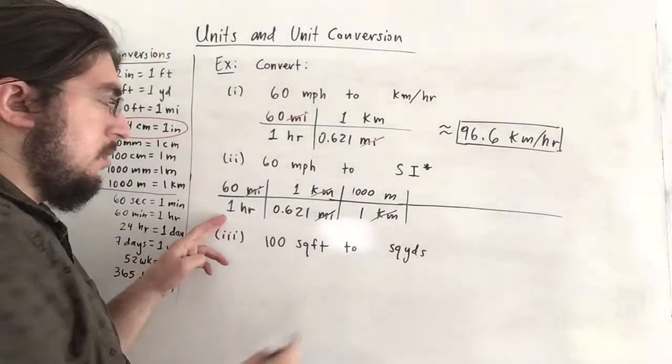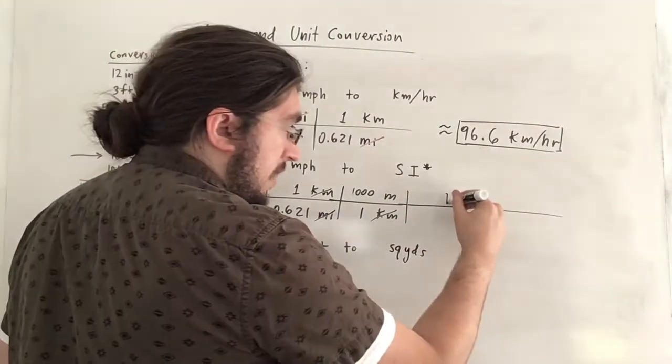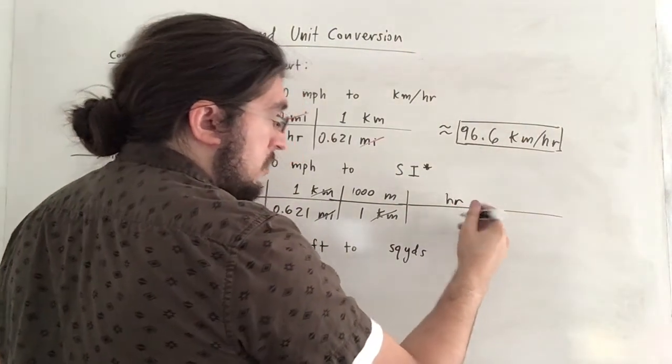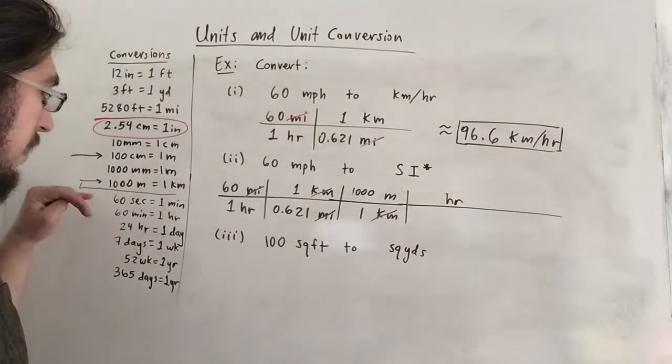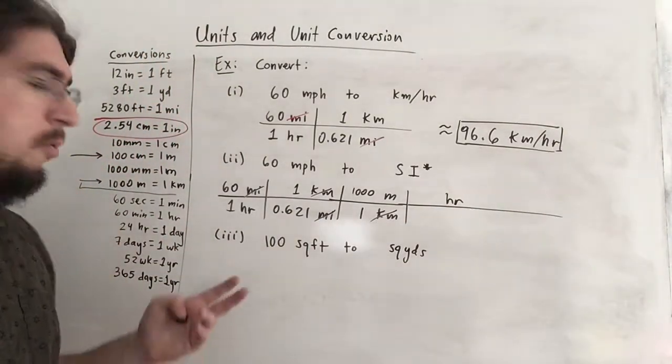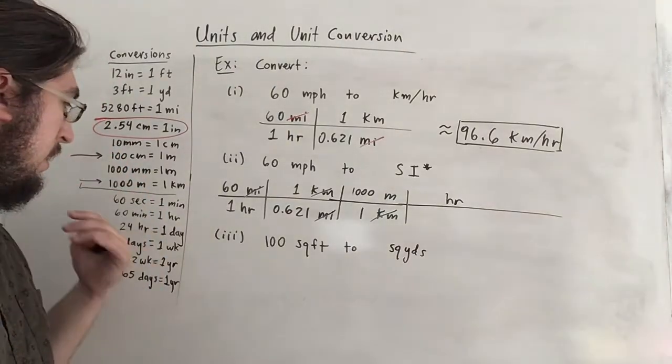So hours, we're done with meters, so I'm not going to cancel that, but I want to cancel hours. So I want to get rid of hours, and I want to introduce seconds eventually. But I don't have a conversion for hours to seconds. If you want, you can just multiply 60 by 60 and you'll get to 3,600 seconds are in 1 hour.